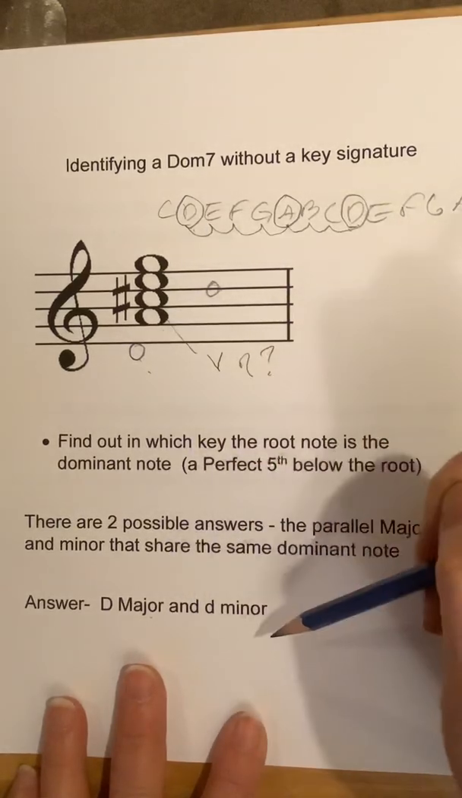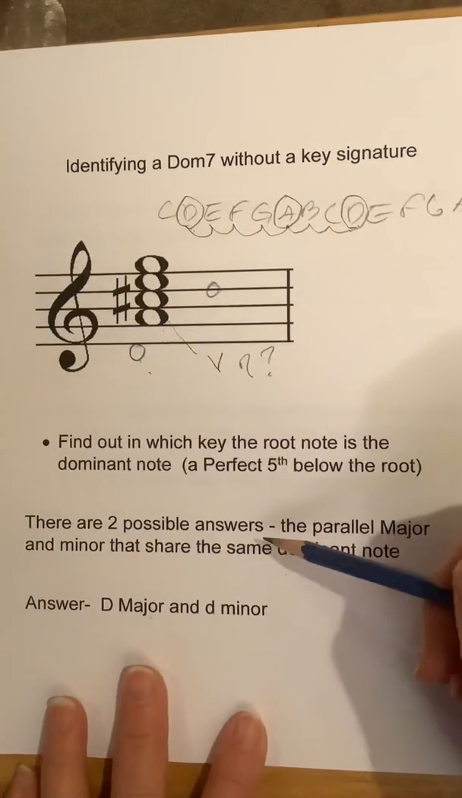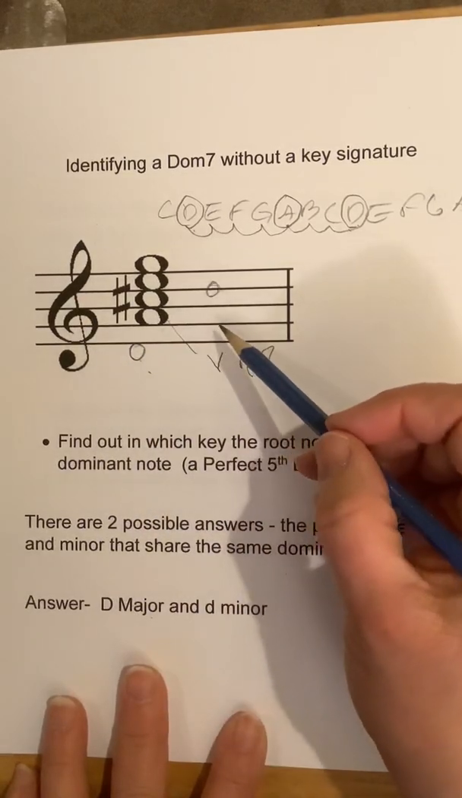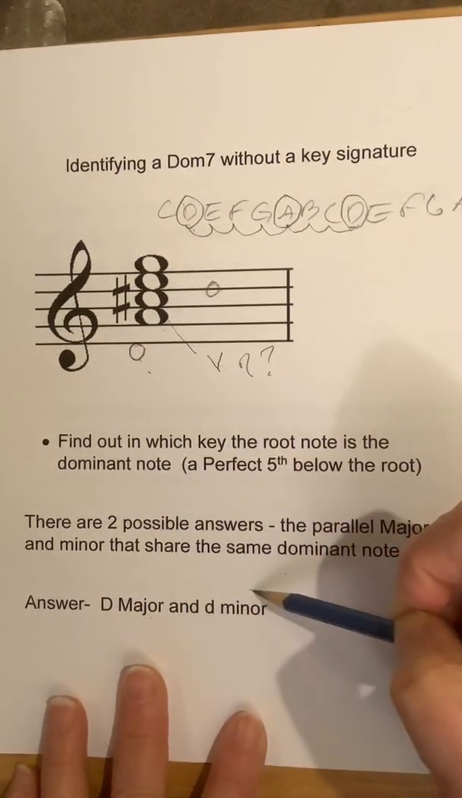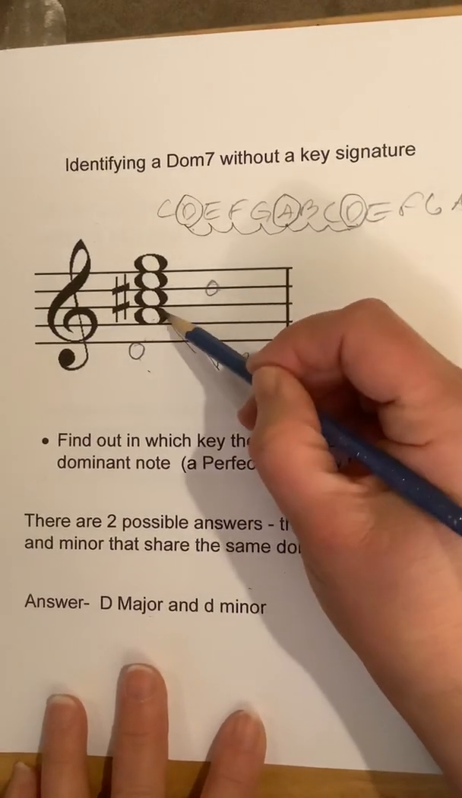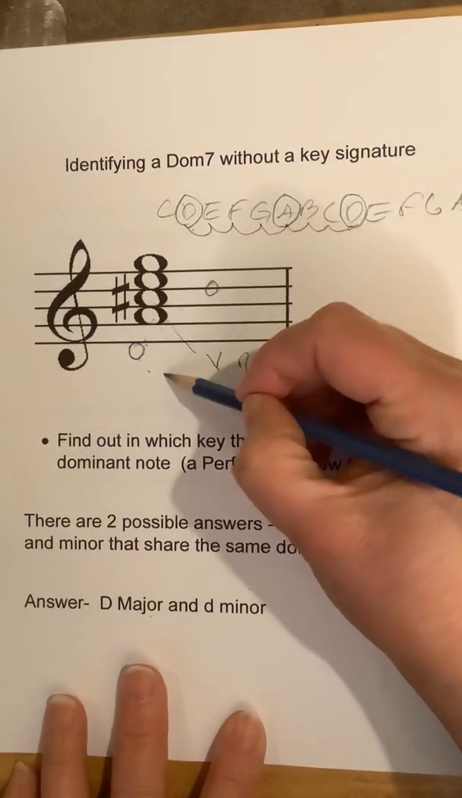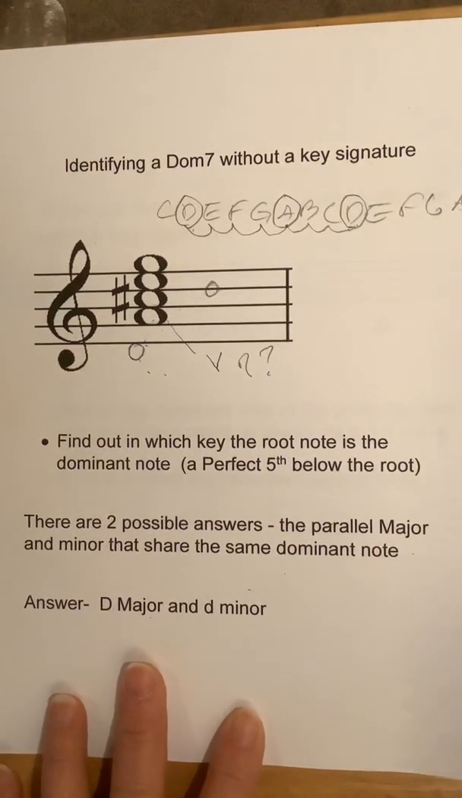If it's just given to you like that, if the question says what major key is this from, you're going to say it's D major. What two possible keys? You're going to say D major and D minor. What minor key? It's going to be D minor, because you've found the tonic that this A is the dominant to. Always remember to count down 5 or up 4 to find your tonic note.